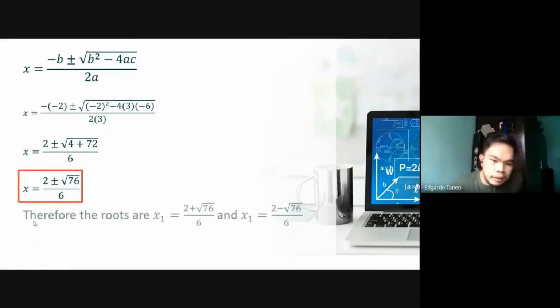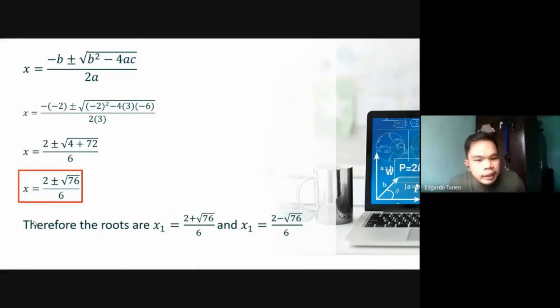So, the answer is, therefore, the roots are x sub 1 is equal to 2 plus square root of 76 all over 6, and x sub 1 is equal to 2 minus square root of 76 all over 6. Okay? Pinaghiwalay ko lang yung plus and minus sign dito sa final answer. By the way, class, ito nakikita yung x sub 1 dito. This should be x sub 2. Hindi ko lang nabago. Ano? Okay. So, I hope naintindihan. I hope nasundan. Any question?